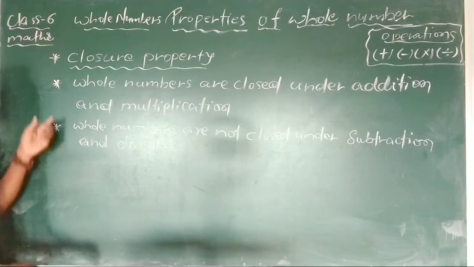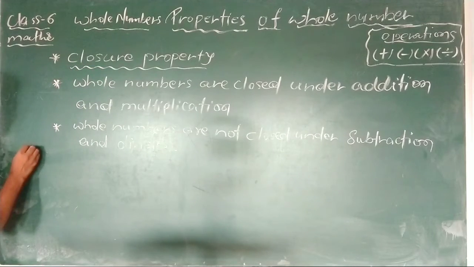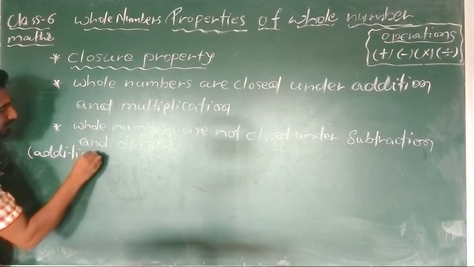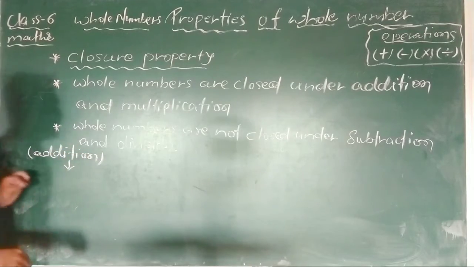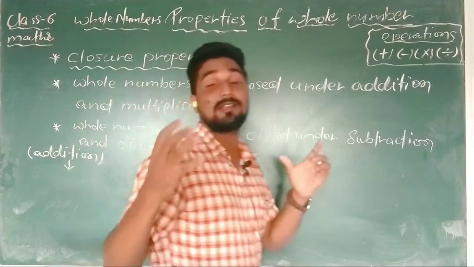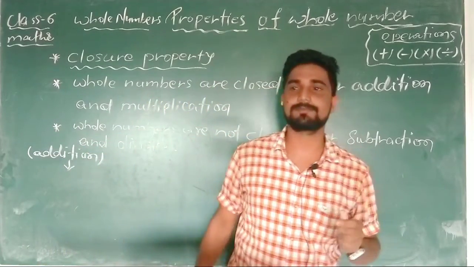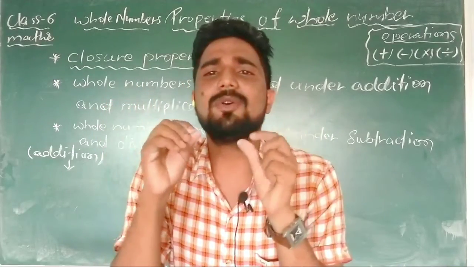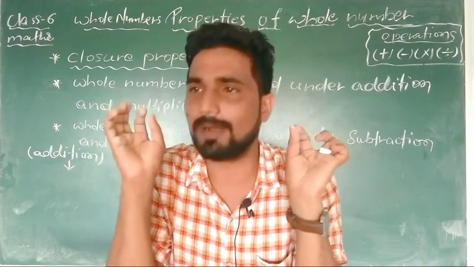So I will first check this closure property for the addition operation, thereafter I will check for subtraction, thereafter for multiplication and division. So first I will check for addition. What exactly does the closure property say? The closure property says: any 2 whole numbers you take in your mind.